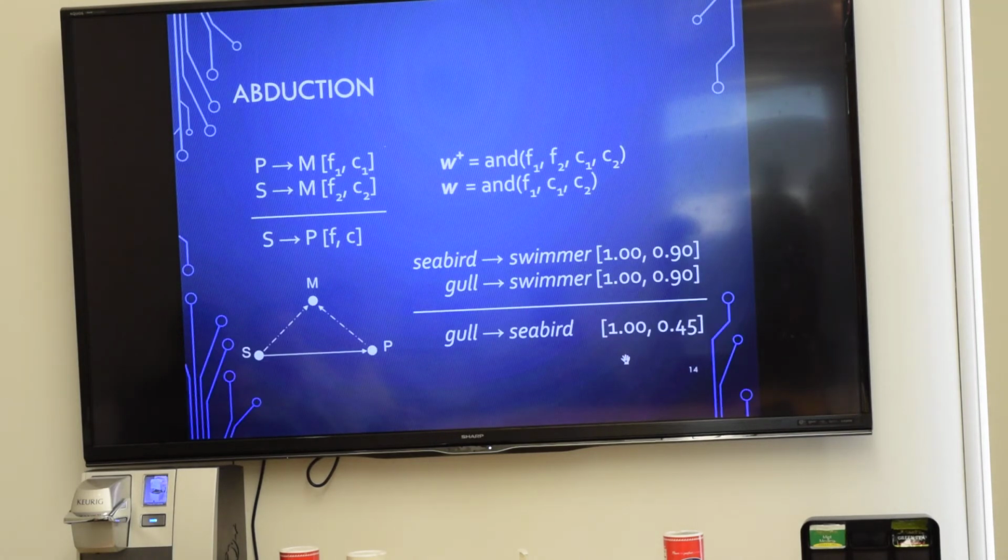So we have another one which is symmetric to induction, which is called abduction. Here you see that this is also syllogistic, but the common term appears in different positions, so they correspond to different types. So here is another example. If you know that seabirds usually can swim, and you know gull can swim, and you know nothing else about them, that's the only knowledge you have. Can you believe gull is a type of seabird?